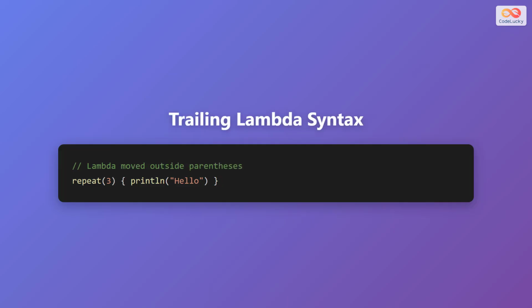Now here's the same code using trailing lambda syntax. Notice how the lambda has moved outside the parentheses. The repeat function still receives 3 as its first parameter, but now the lambda comes after the closing parenthesis. This is exactly equivalent to the previous example, but it's much cleaner and easier to read. The functionality is identical.